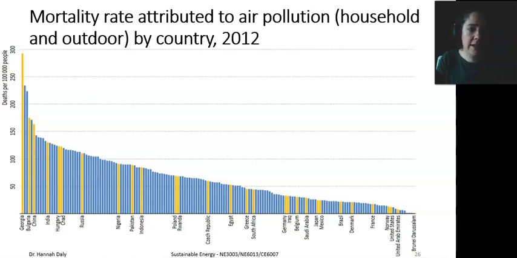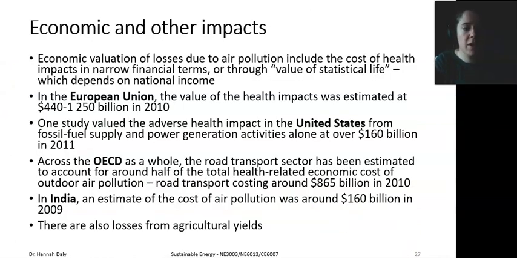Here is a selected mortality rate by country. The mortality rate is the annual deaths per 100,000 people. In certain countries, you can have in excess of 200 deaths per 100,000 people every year, in countries with a lot of air pollution. And here there are various European countries, for example, the Czech Republic, around 60 deaths per 100,000 population attributable to air pollution.